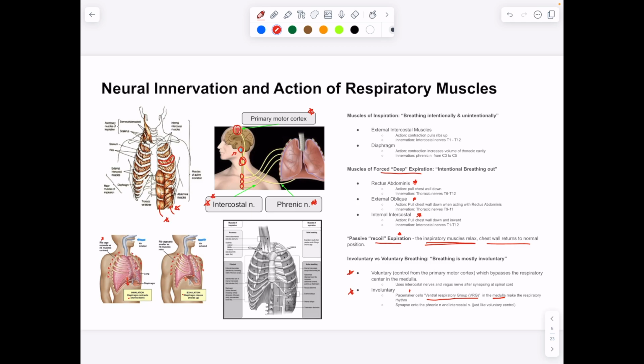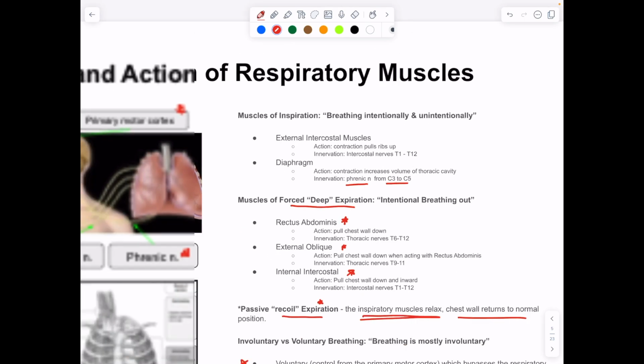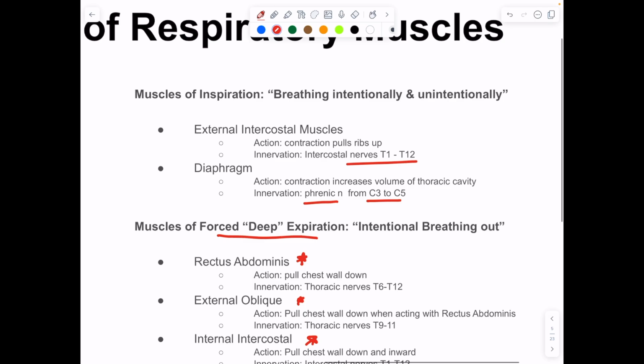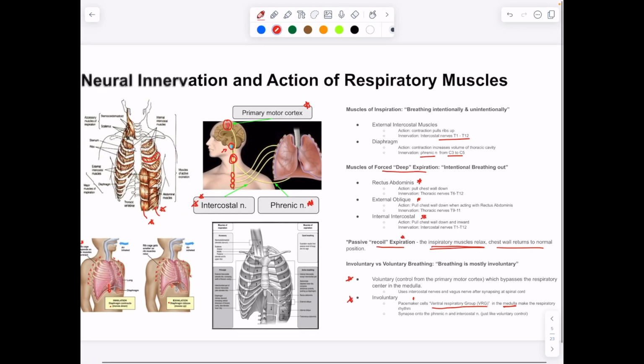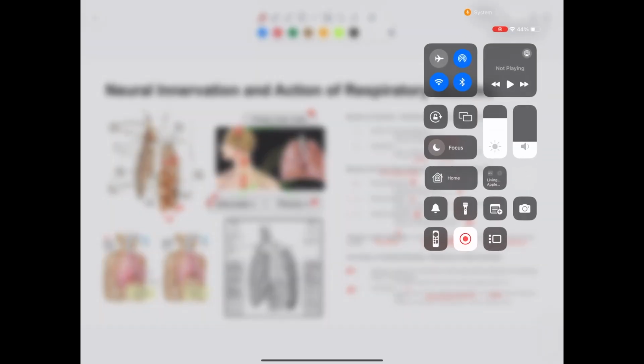All right, so when we talk about the muscles that are involved here, the diaphragm uses the phrenic nerve, which comes from C3 through C5. The external intercostal muscles are served by the intercostal nerves, the thoracic vertebrae T1 through T12. And then for forced breathing out, the rectus abdominis, our abs, our obliques, and our intercostal muscles. Rectus abdominis is T6 through T12 for nerves, and then external oblique is T9 through T11. All right, so let's just take a look at that really quickly.